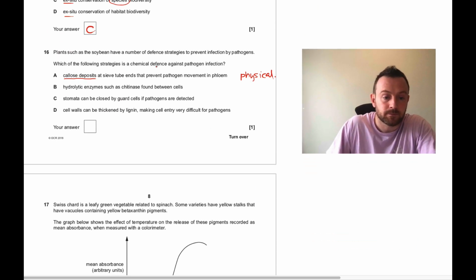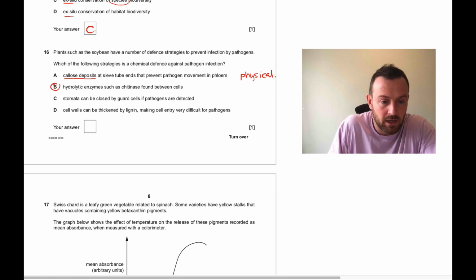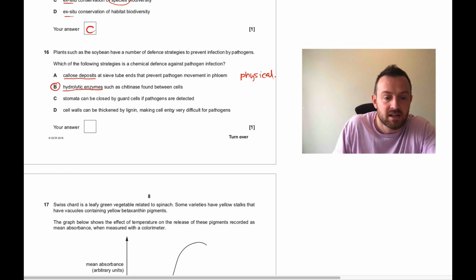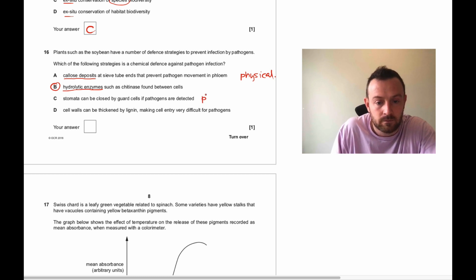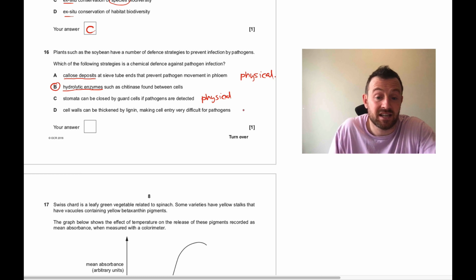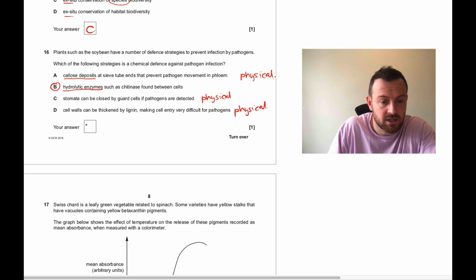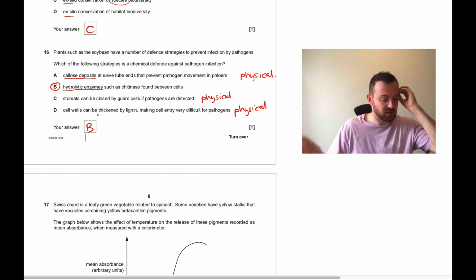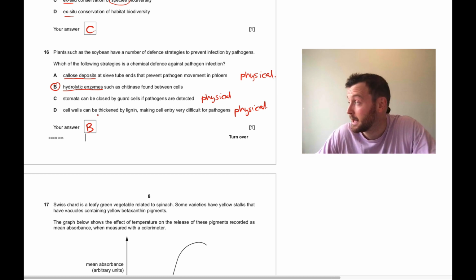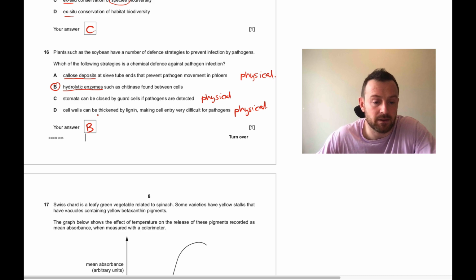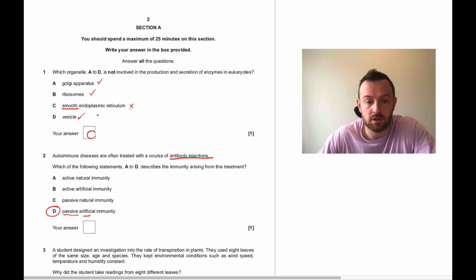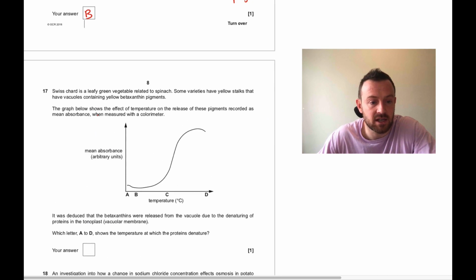All right. This one is probably going to be a chemical defense because it's a hydrolytic enzyme. It's a chemical defense. This again is physical, just physically closing stomata. And this again is physical. So the answer is 16B, the difference between physical and chemical defenses that plants have against pathogens. Moving on down to 17.